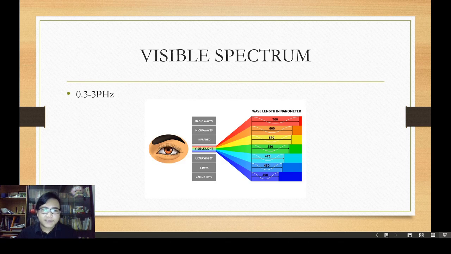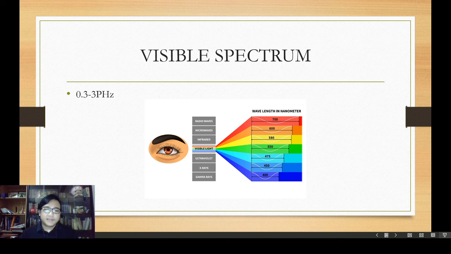The next is the visible spectrum. The frequency ranges from about 0.3 to 3 petahertz. It is a portion of the electromagnetic spectrum that is visible to the human eye. Electromagnetic radiation in this range of wavelength is called visible light or light. Light with colors, except violet and pink, because it has to have a mixture of lights or wavelengths.